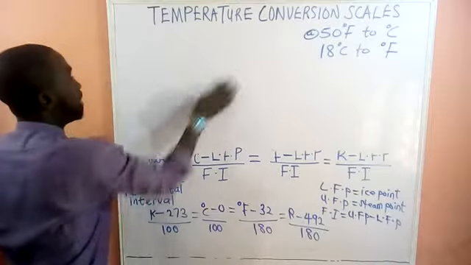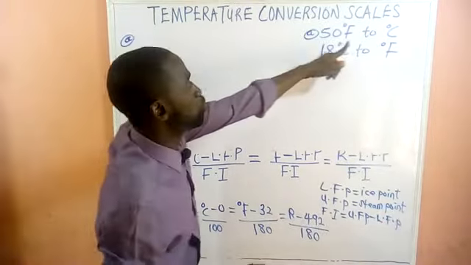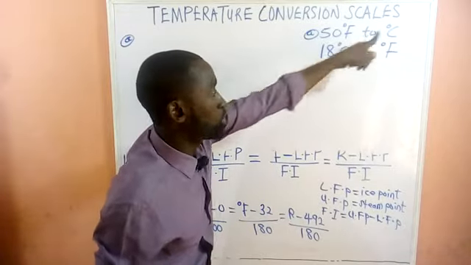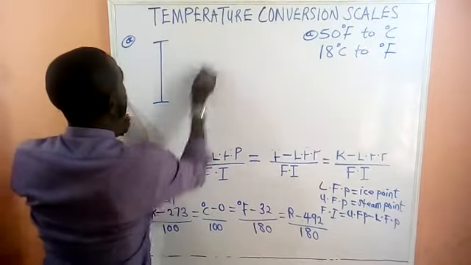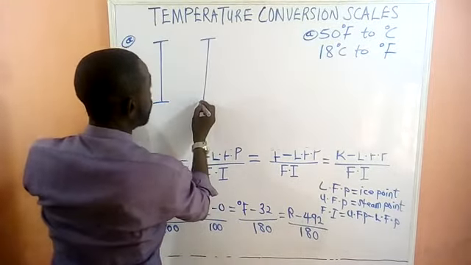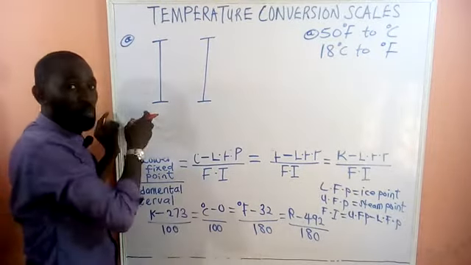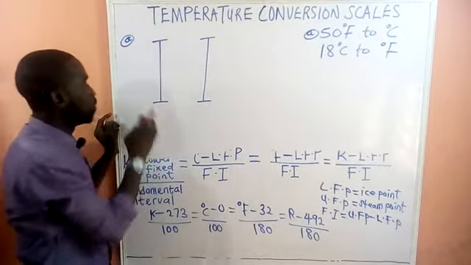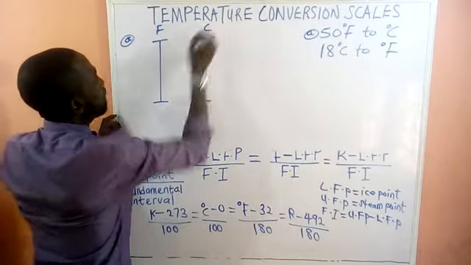The first question, part A, we have to convert 50 Fahrenheit to Celsius. Okay, we draw the two scales involved. So we are having the Fahrenheit scale and the Celsius scale. Are you with me in class? Like I told you, you must know by heart the lower and the upper fixed point of these scales. So for the Fahrenheit scale, our F is here. For the Celsius scale, we use our C.